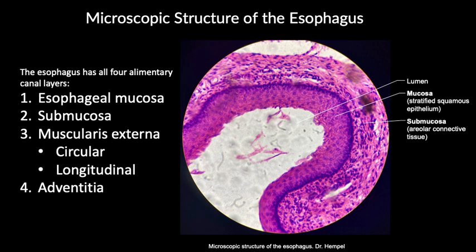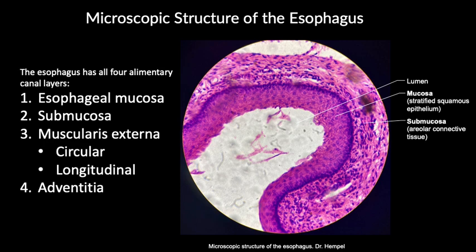The third layer is the muscularis externa, which consists of a circular and a longitudinal layer. We find skeletal muscles superiorly to the esophagus, mixed skeletal and smooth muscle in the middle, and smooth muscle inferiorly. As a fourth layer, the esophagus has no distinct outer serosal layer. However, it is covered by the adventitia, a layer of fibrous connective tissue that adheres to adjacent structures, but also allows a degree of mobility.